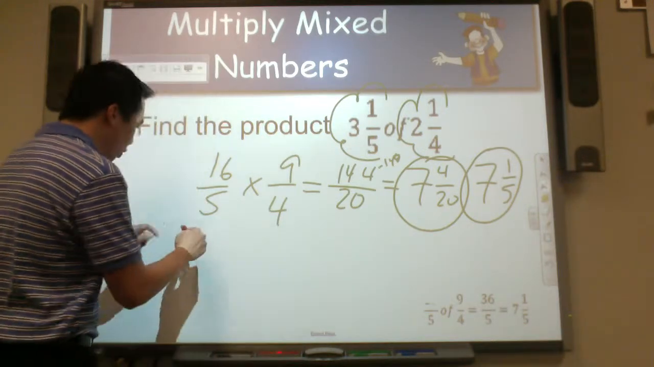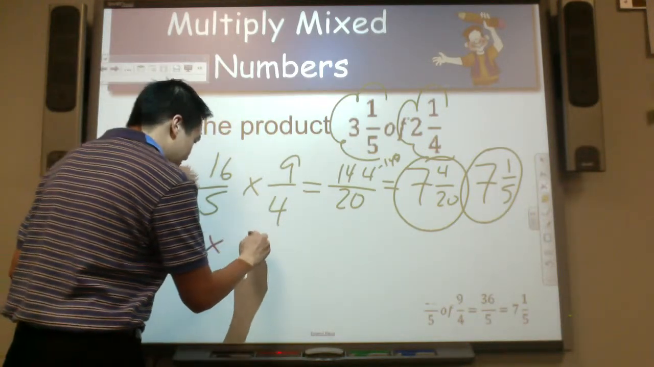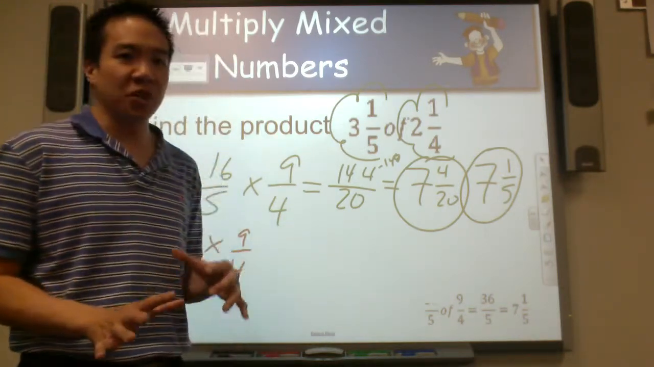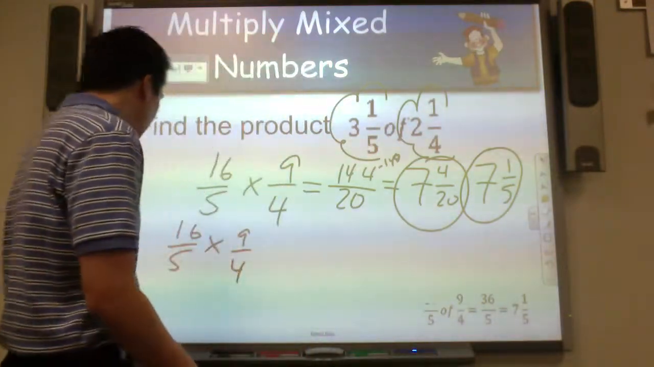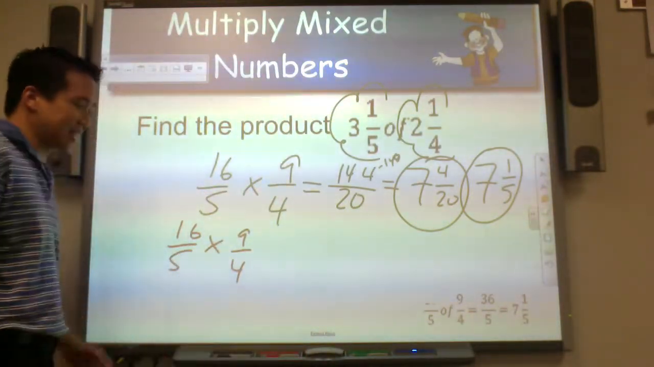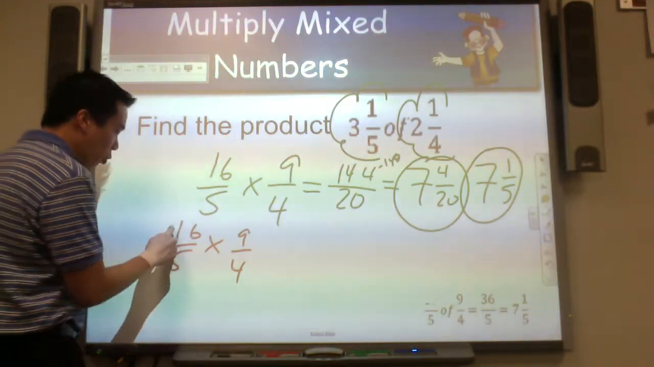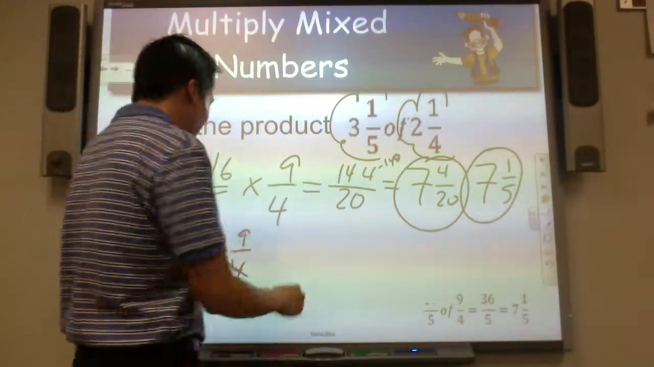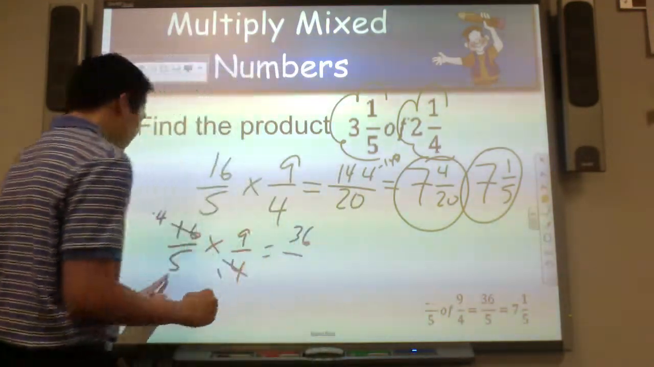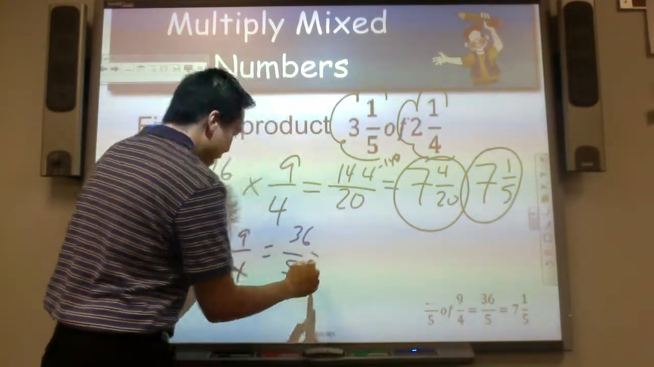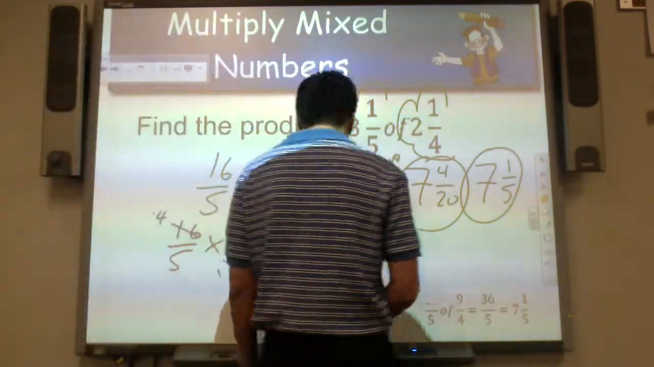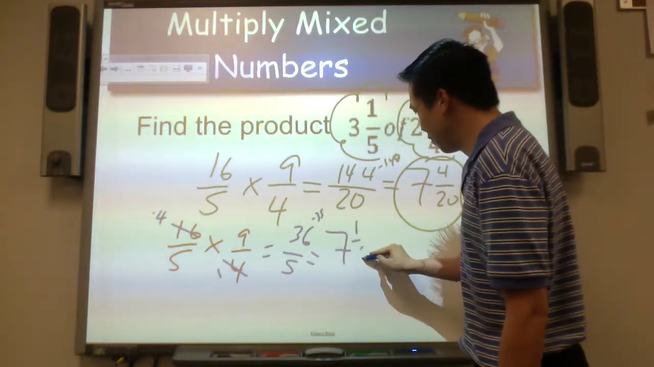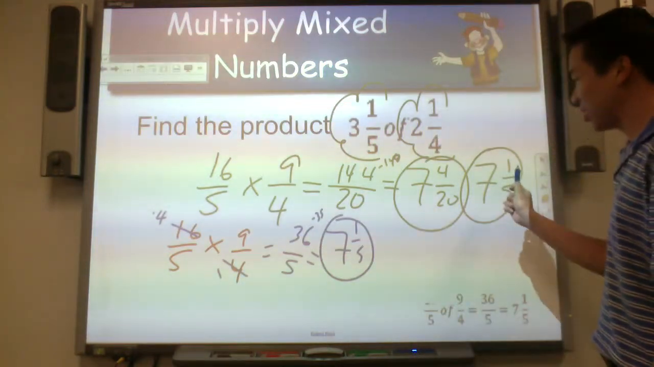However, what if you prefer 16/5 times 9/4? What if you prefer cross simplification? Again, this is an option. You don't have to do it this way. Let's see. Can you simplify 16/4? Yeah, divide by 4, it's really 4/1. Now you multiply: 4 times 9 is 36. 5 times 1 is 5. How many groups of 5 go into 36? 7 times, which is 35. What do you have left over? 1/5. Hey, I got the exact same answer.